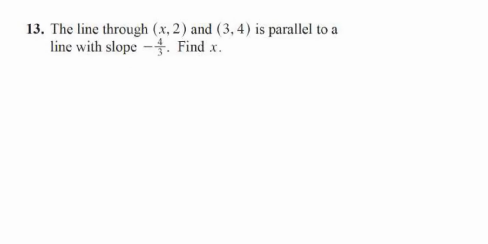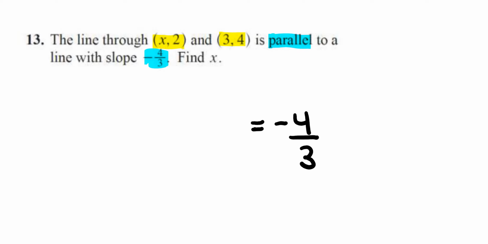So question number 13, the line through this point in yellow is parallel to a line with a slope of negative 4 over 3. Okay, so since it's parallel, that's the easier case where we just keep the slopes the same. So the slope will be negative 4 over 3 on the right-hand side. And then we just need a slope expression on the left-hand side using the yellow coordinates.